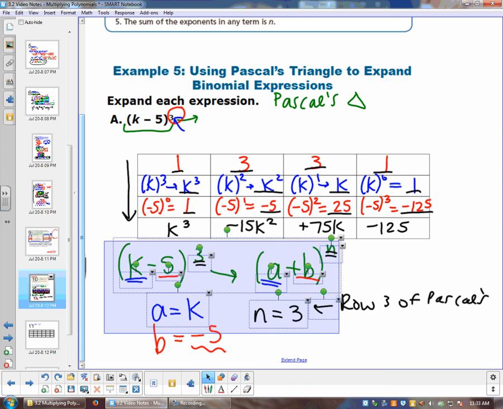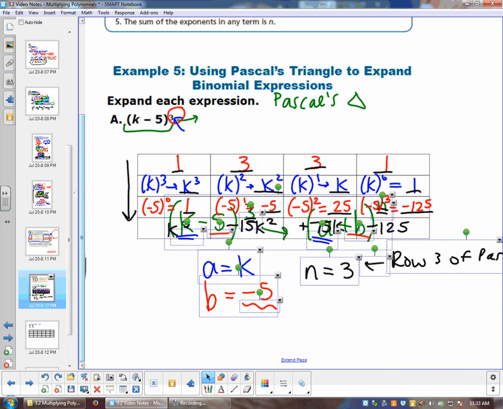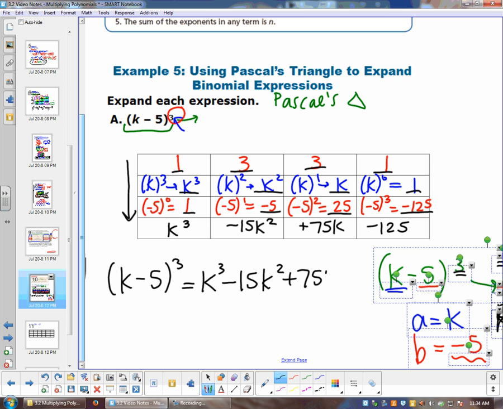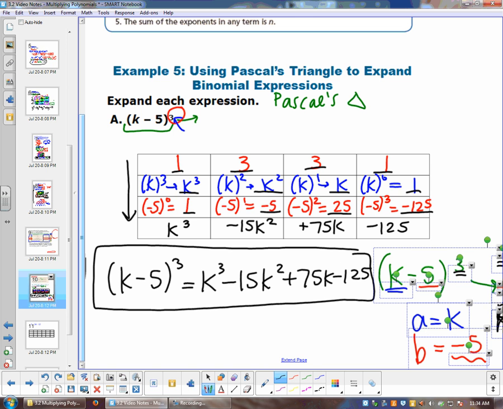So if I were to move all of the stuff that we kind of decided work out of the way for a second, what would be my final answer of k minus 5 to the third? Well, it is k cubed minus 15k squared plus 75k minus 125. Again, this would be my final expanded binomial here, using Pascal's triangle rather than just multiplying it all together. Yeah, it takes a while to explain it, but it is a much faster process than doing the brute force method. All right, let's try another example.